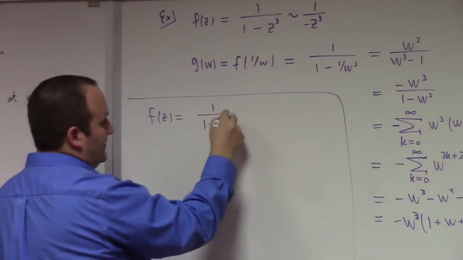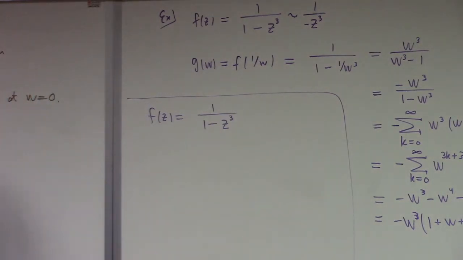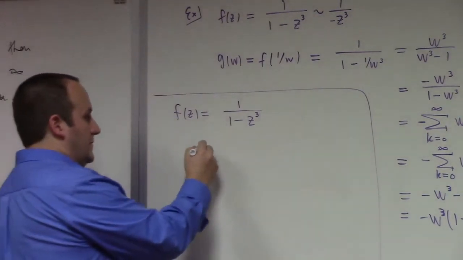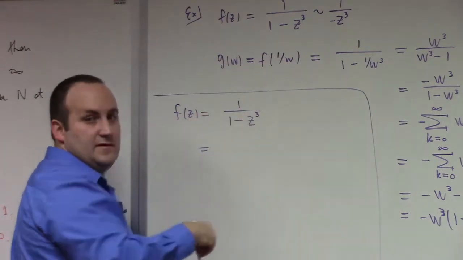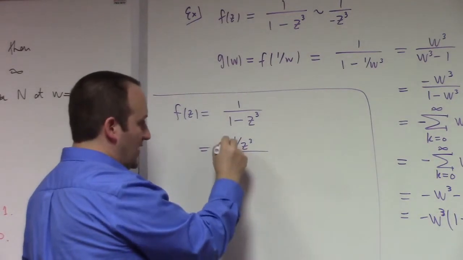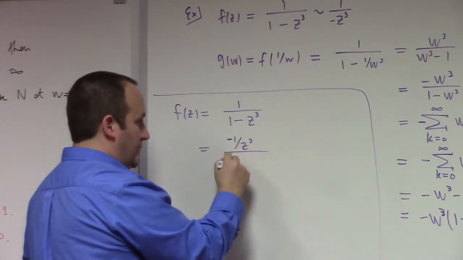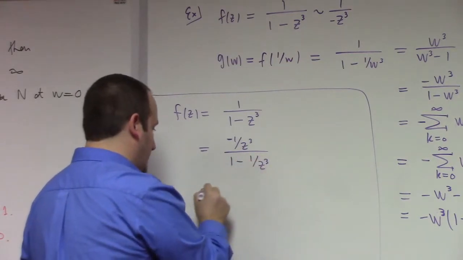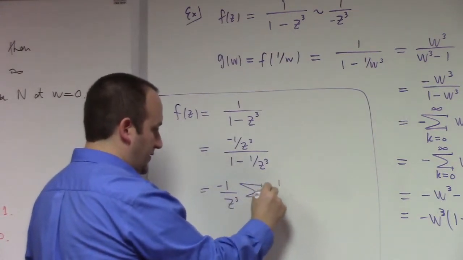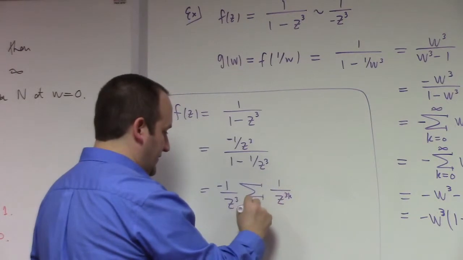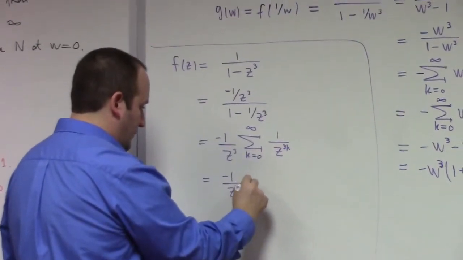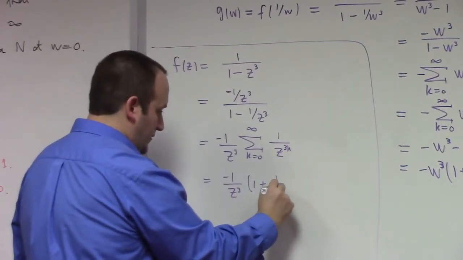How would I just directly work with f to show that it has a zero of order 3 at infinity, skipping the g function? I just basically divide both the top and the bottom by z cubed, right? So I get minus 1 over z cubed over a 1 minus 1 over z cubed, which is minus 1 over z cubed times the sum of 1 over z to the 3k, k equals 0 to infinity. In other words, it's minus 1 over z cubed times 1 plus 1 over z cubed.